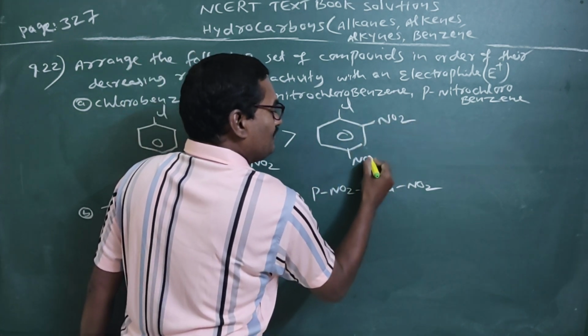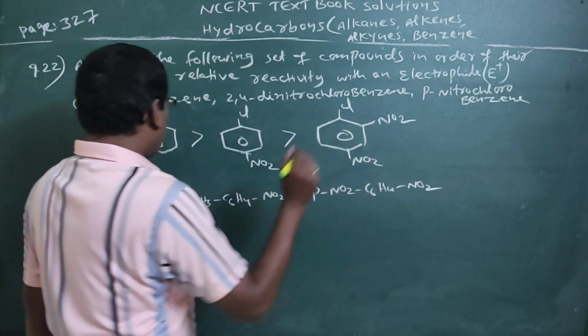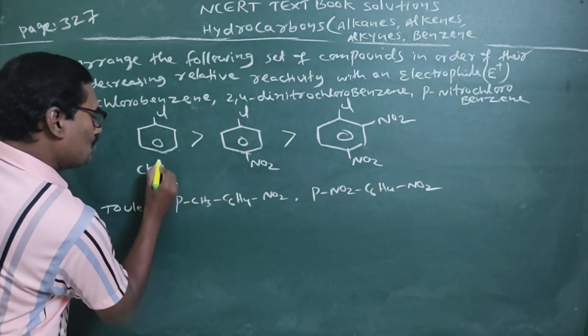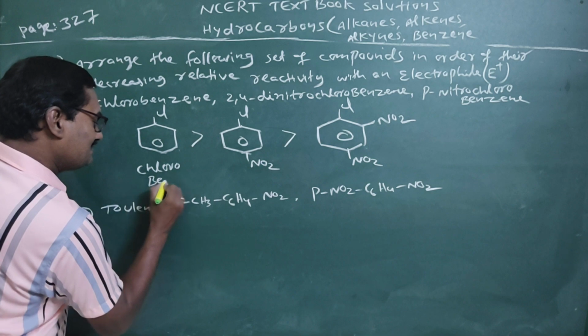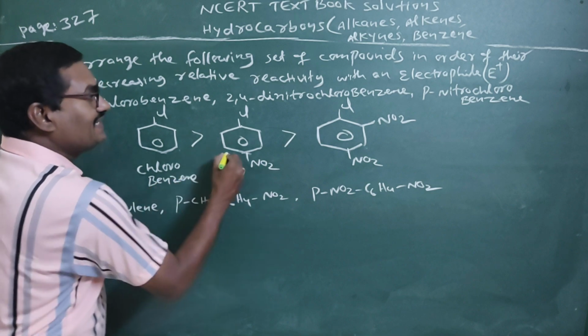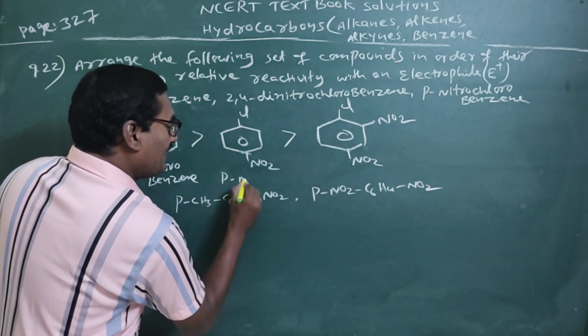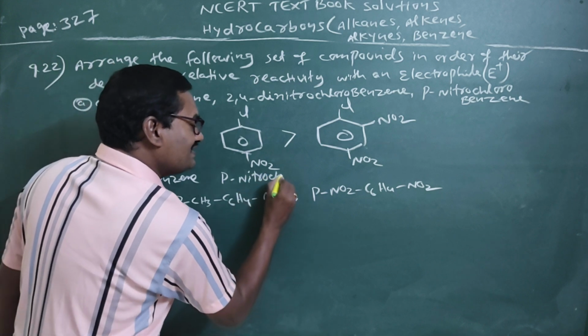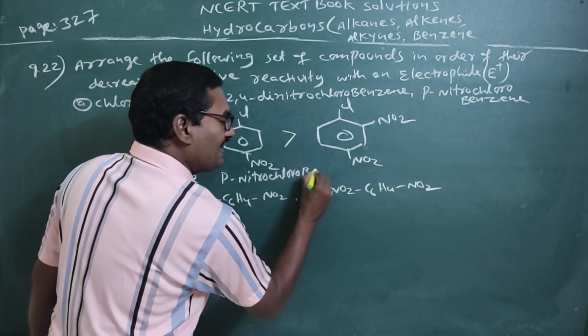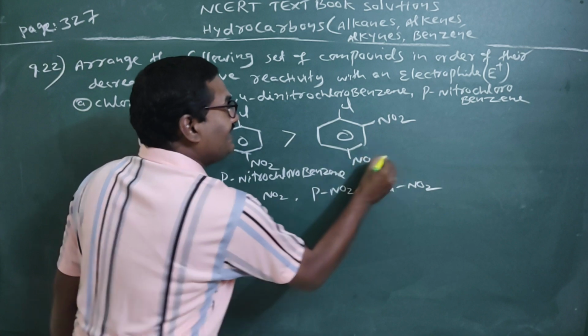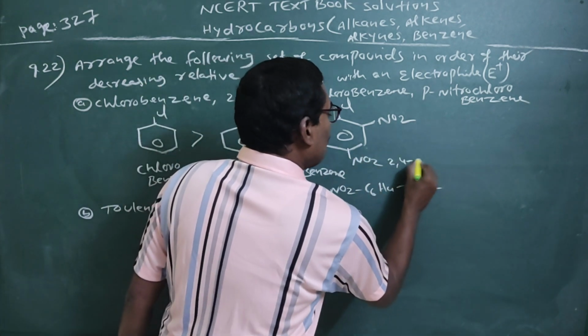So the third one, 2,4-dinitrochlorobenzene. Its name is chlorobenzene. Its name is para-nitrochlorobenzene.